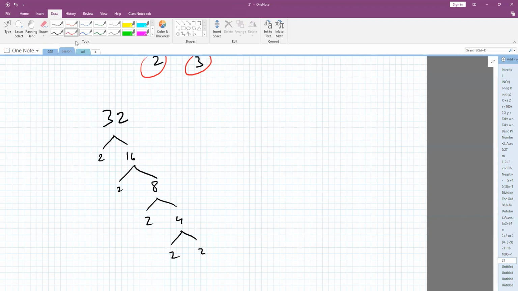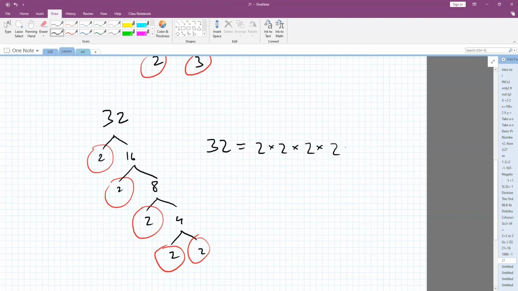So now you see, how many 2s do we have here? 5. And that means you can now write down 32 equals 2 times 2 times 2 times 2 times 2, or you could write 2 to the power of 5. So yes, that's correct. 32 equals 2 to the power of 5. These steps are very important. This is how I did this when I was younger, and it is quite easy to find the prime factors when you divide a number by a prime number.